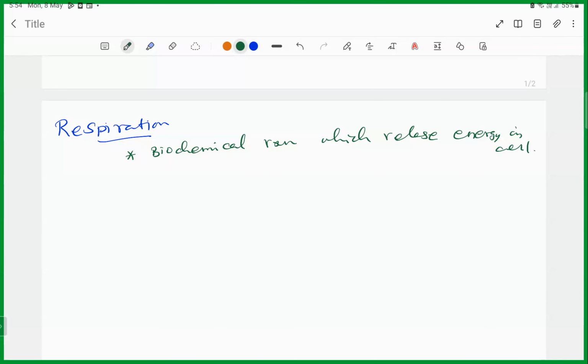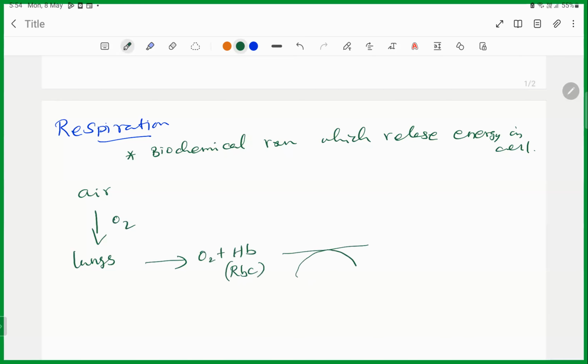So how does it occur? Air goes to the lungs, which one? Oxygen. In the lungs, the oxygen combines with hemoglobin, which is present in the red blood cell. It carries oxygen to millions of cells in our body. It is accompanied by the combustion of glucose, C6H12O6, which takes the oxygen from the hemoglobin.